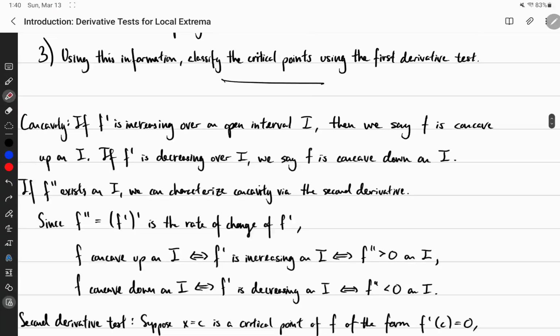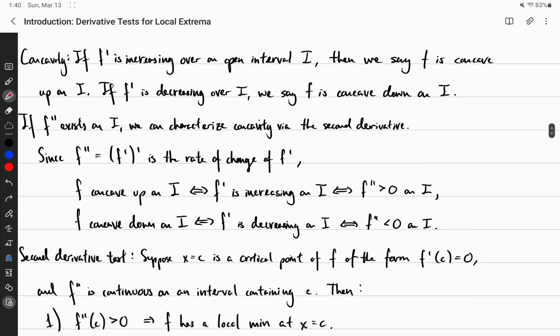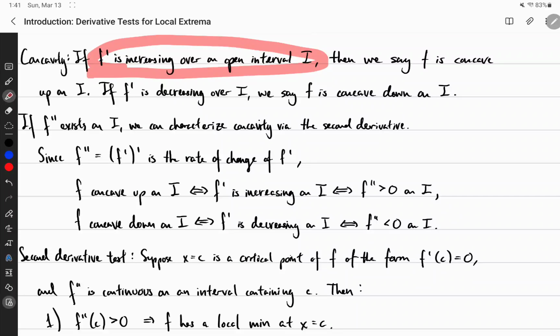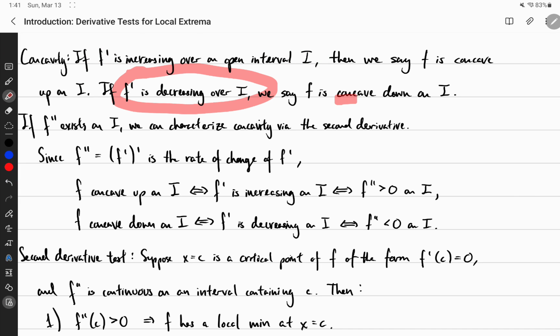So that's the first derivative test, and now let's check out what's going to be called the second derivative test. But first we need to talk about the concavity of a function. And what this means is if the first derivative of the function is increasing over an interval, then we say f is concave up. On the other hand, if the derivative is decreasing over the interval, then we say it's concave down.